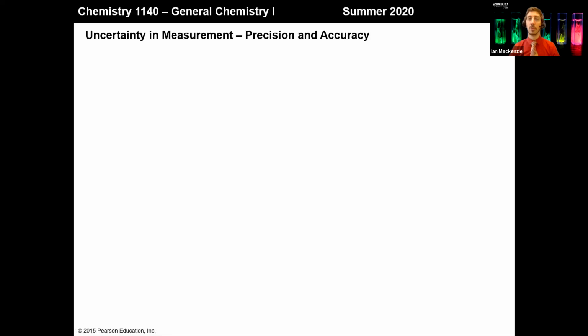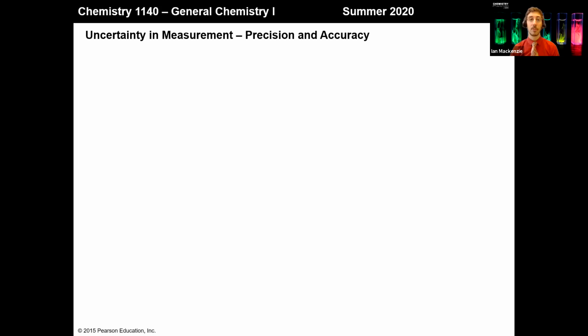Okay, so we've talked about classifications of matter. We've talked about units and derived units of measurement. Now we need to talk about some important details when it comes to actually making measurements. And that is first that whenever we make a measurement in the laboratory or outside in the world, there's always some uncertainty associated with that measurement.